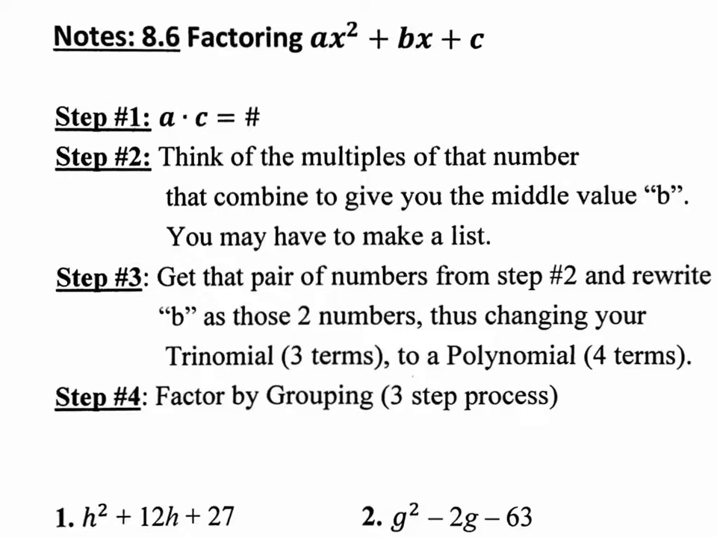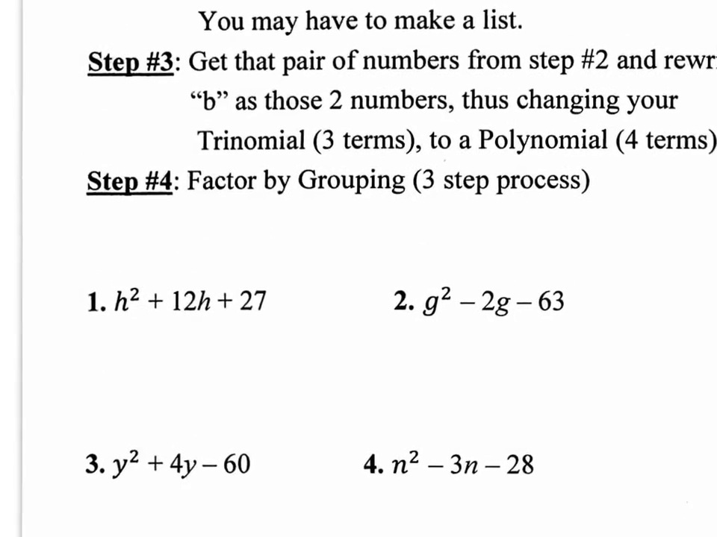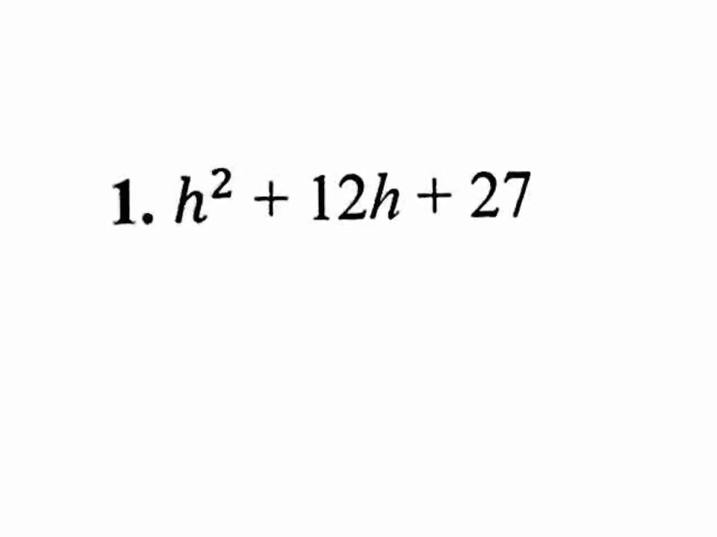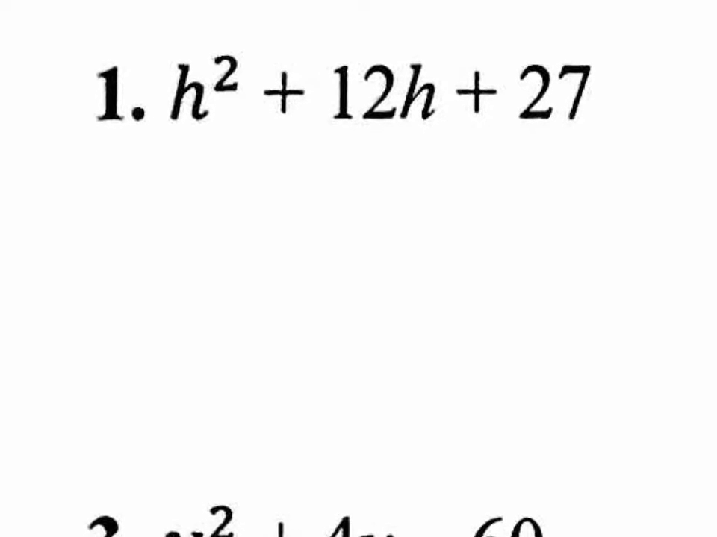And step 3 is to take that pair of numbers from your list that work from step 2 and rewrite this number as those two numbers, thus changing your trinomial to a polynomial, 4 terms. Step 4 is to factor by grouping, which is really that 3-step process. I know that these notes sound like it's going to be very difficult, but it's not. Check it out.